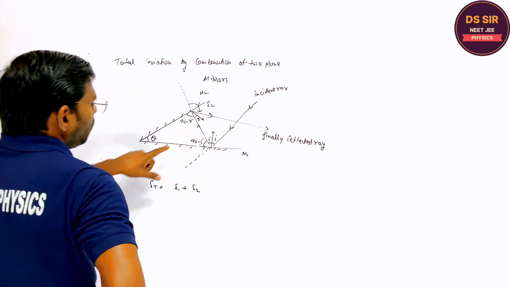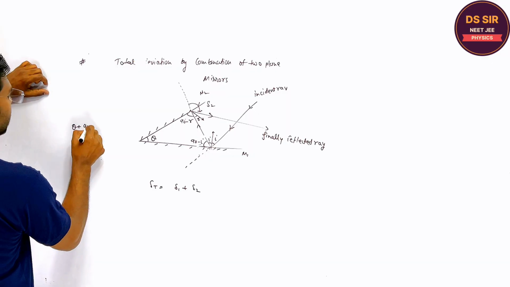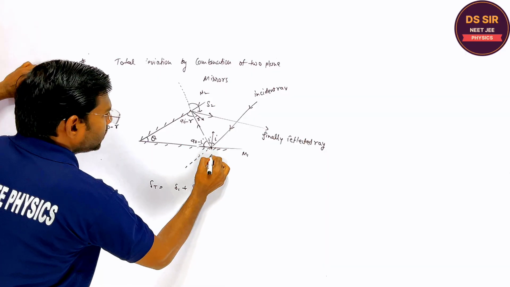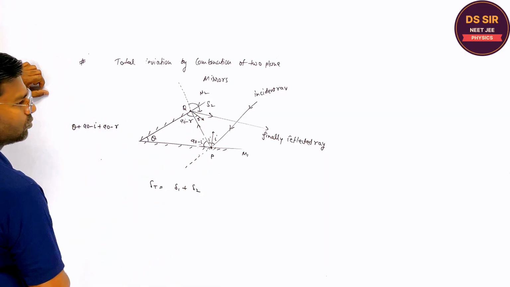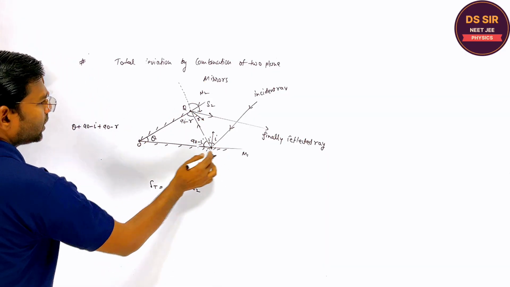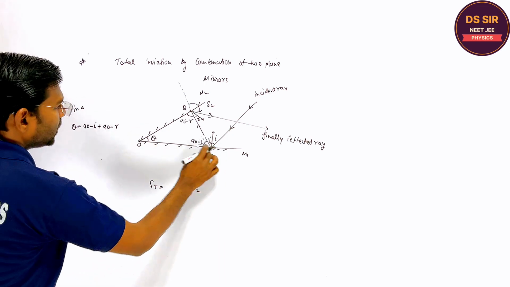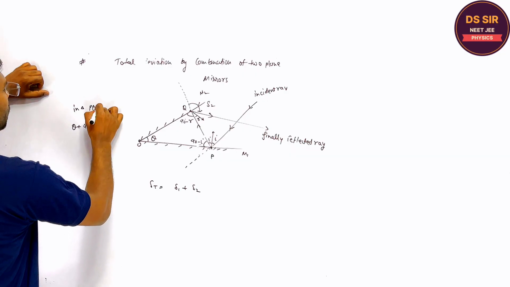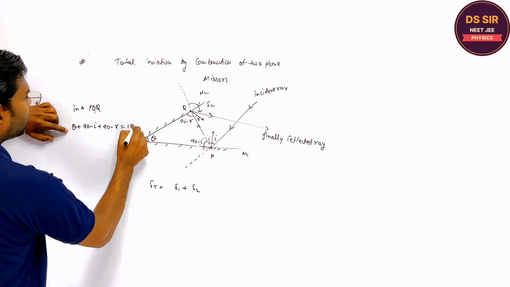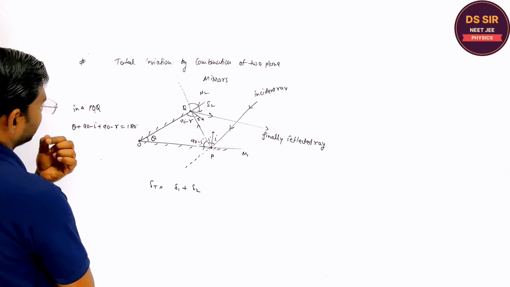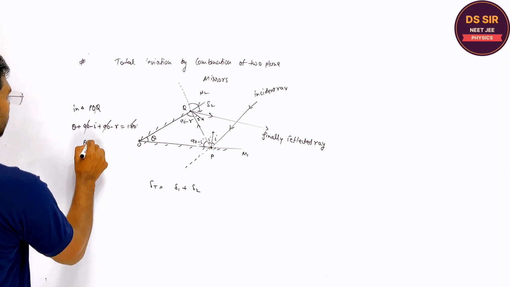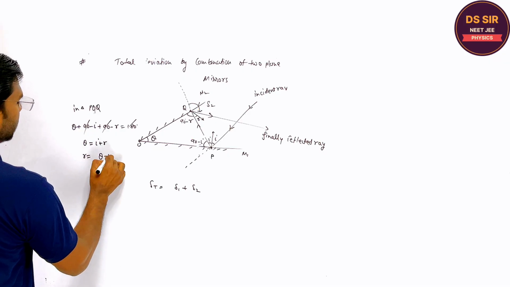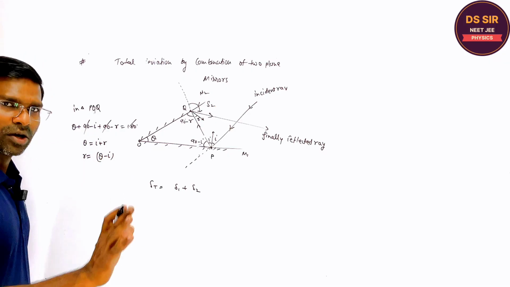Fine. So theta plus 90 minus I plus 90 minus R. In this triangle, suppose this point is P, this point is Q, and this point is O. In triangle POQ, the sum of the angles is 180 degrees. The 180 cancels out, so theta is equal to I plus R. So R is nothing but theta minus I. Is it clear or not?